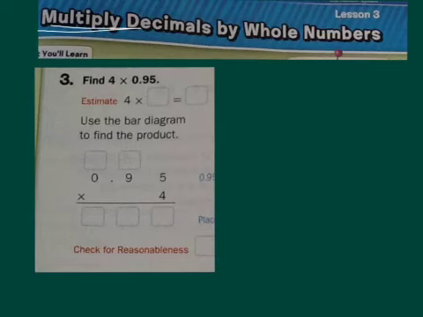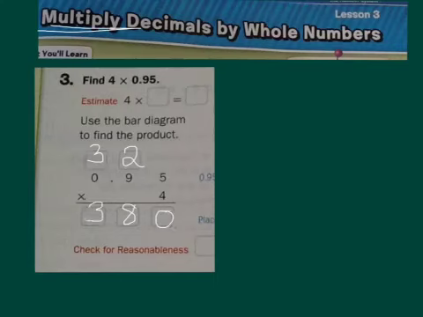So, if we were to do the first problem, 4 times 0.95, we see here that they already have it set up for us. So, we can go ahead and start multiplying. 5 times 4 is 20. 9 times 4 is 36, plus 2 is 38. So I'm going to have my 8 down here, and I'm going to carry the 3. 0 times 4 is 0, and then we have to add 3. So 0 plus 3 is 3.